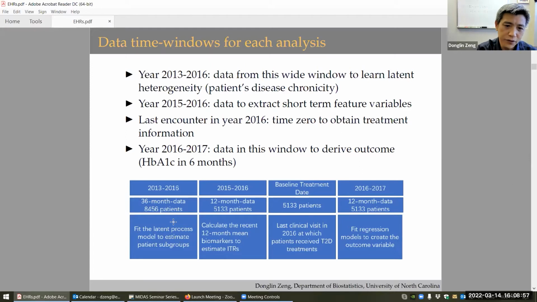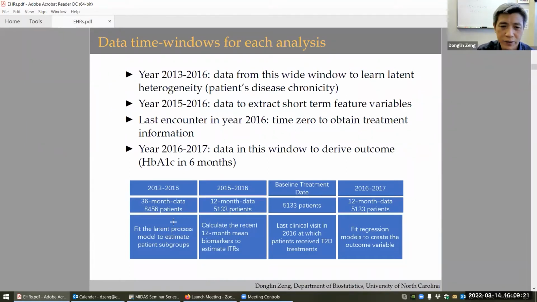So you can see the first 3 windows are long windows, so you can see some long-term latency about the patients. Hopefully you can get some features or some structure which you cannot see within the 1-year window. But at the same time, we still keep the most recent health information as feature variables, which will help us make a treatment decision.